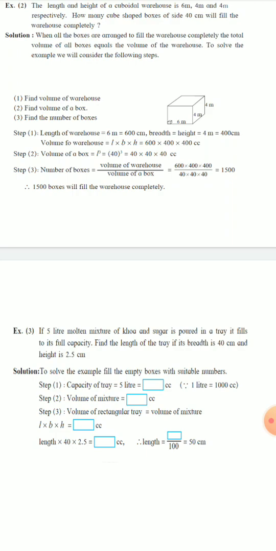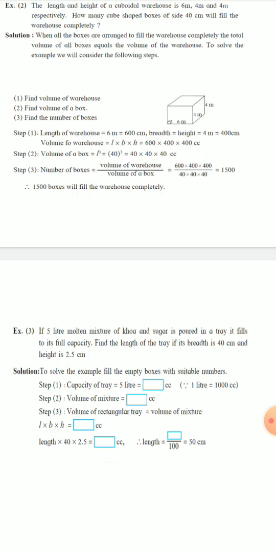Okay, now volume of mixture is what? As we already discussed, volume is nothing but capacity, and capacity is already calculated in the first step. So volume of the mixture is nothing but capacity of the tray, which is equal to 5000 cc. Third step, volume of the rectangular tray. So volume of the rectangular tray equals volume of the mixture; whatever the space occupied by that mixture is itself the volume of that particular tray.